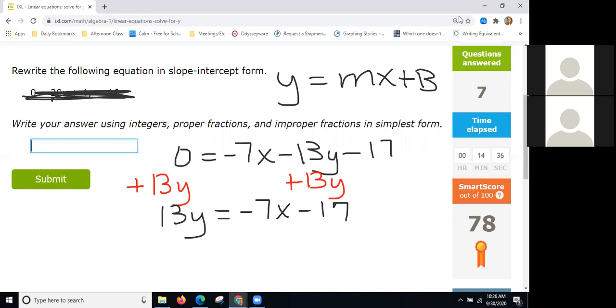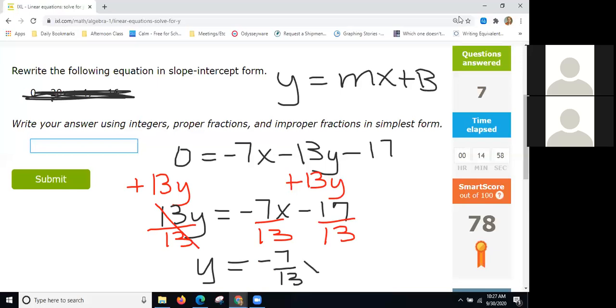After I've done that, now just to get the y by itself, I'd have to divide everything by the 13. And it would be messy. The y is going to be the only one that looks pretty. He's by himself, but now I have negative 7 over 13x and negative 17 over 13. So that would be incredibly ugly to try to graph, because we would have to try to figure out where on the y-axis is negative 17 over 13.